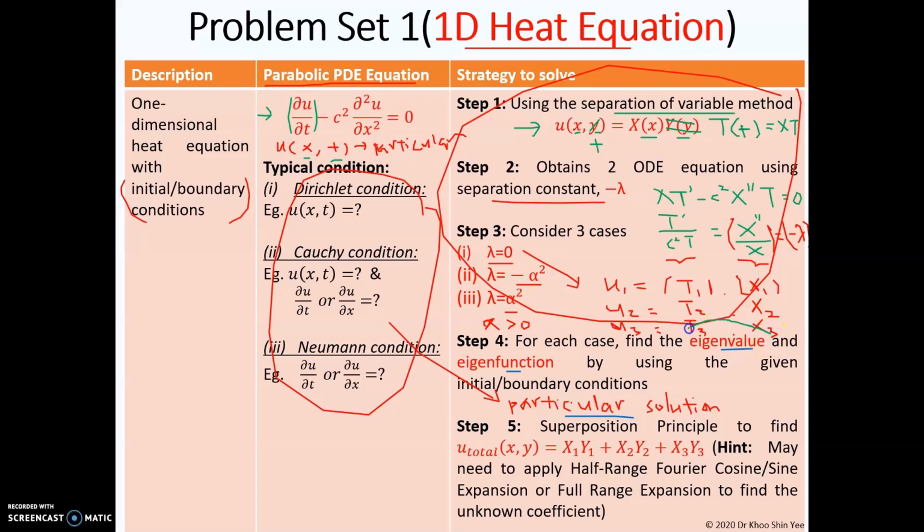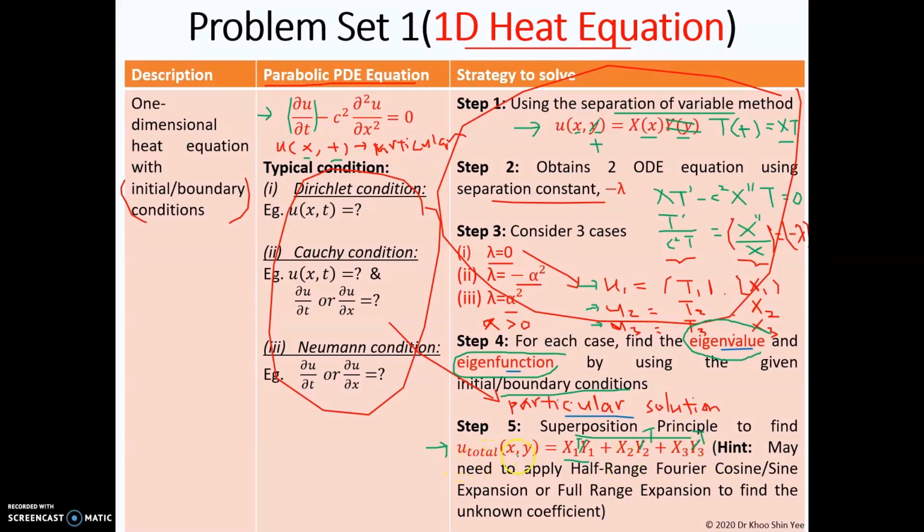You have learned how to find the eigenvalue and eigenfunction by considering the initial and boundary conditions. Once you find the solution for these three cases, you need to perform the superposition principle to find the total solution, which is the total solution for the first case, where you have the X(t) function, plus the second case and the third case.